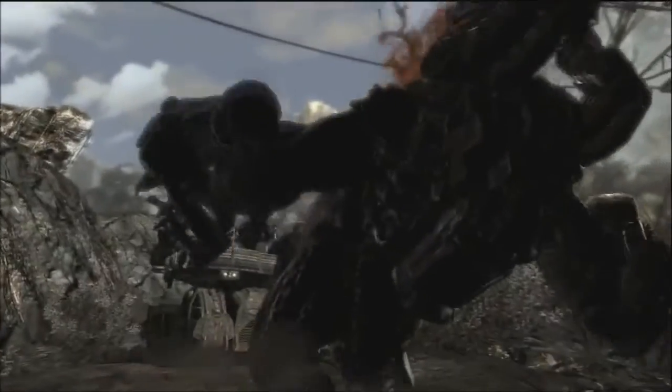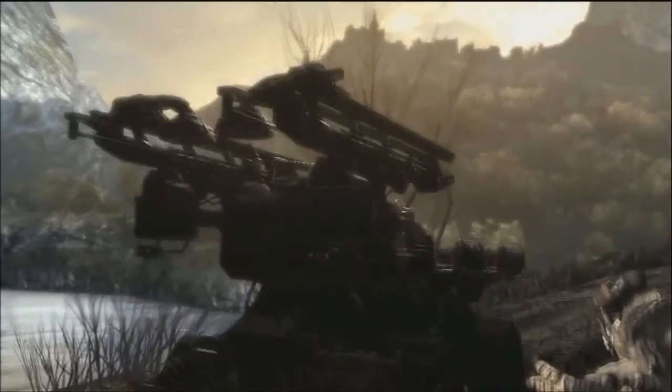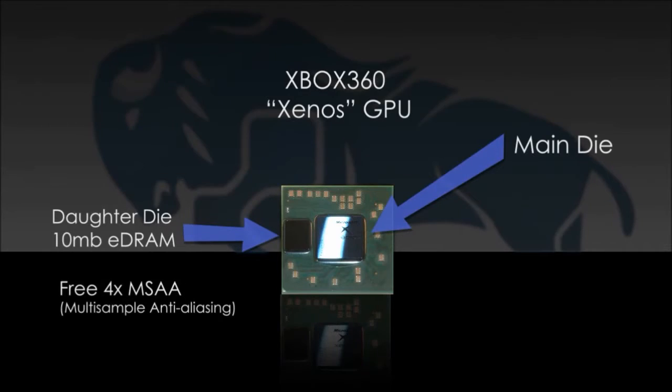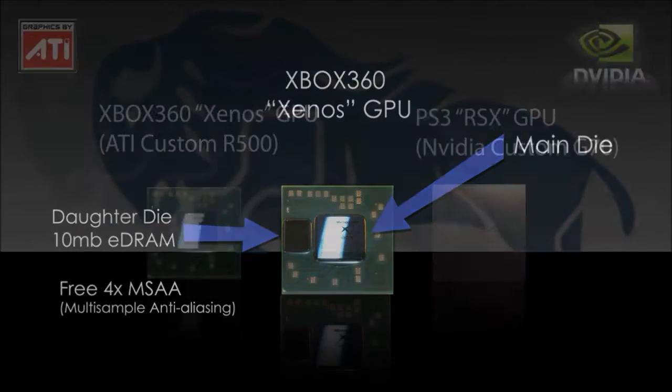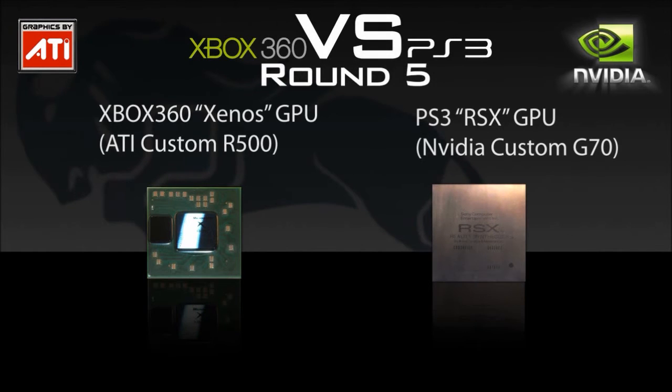But in any case, all the evidence points to the PS3's GPU being a bit weaker than the Xenos on the Xbox 360. The essentially free 4x multi-sample anti-aliasing on the Xenos definitely tips the scales pretty fast for the Xbox 360. The Cell processor may compensate for the weaker GPU on the PS3, but it's pretty clear that the Xbox 360 gets a point in this round.